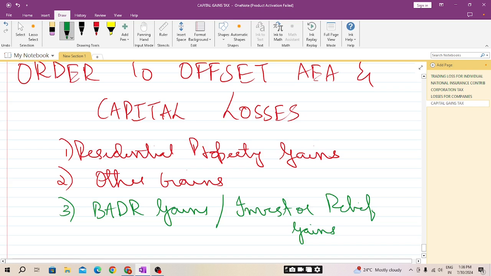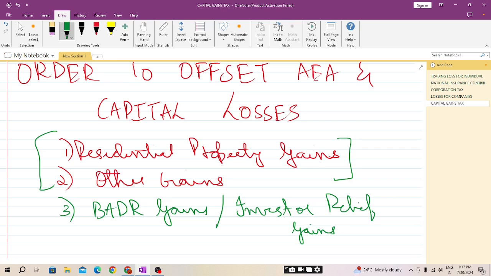You need to keep in mind the order to offset AEA and capital losses. The first one is residential property, then other gains, then BADR. This will be covered, no issues. First you need to keep these two in mind, students. These two are important. So the AEA and capital losses will be set off against residential property gains and other gains. Now students, many of you will have a doubt: what will be the format for calculating the tax, the order of calculating the tax.